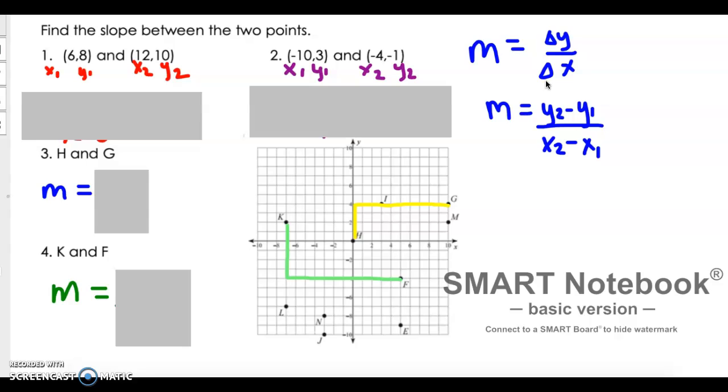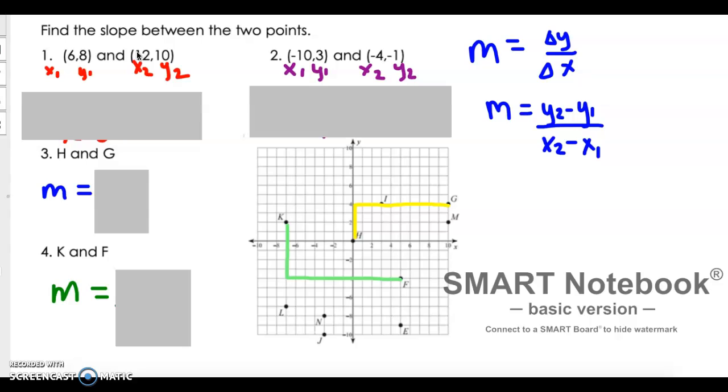So for number 1, we're given the points (6, 8) and (12, 10). We need to use the slope formula here. So what you want to do is first go through and label your x values and your y values. So here with 6, we're going to call that x1. It's the x value in the first ordered pair that we're looking at. 8, we're going to call that y1. It is the y value in the first ordered pair that we're looking at. And then this 12, we're going to call that x2. It's the x value in the second ordered pair that we're looking at. And 10 we will call y2. It is the y value in the second ordered pair that we're looking at.